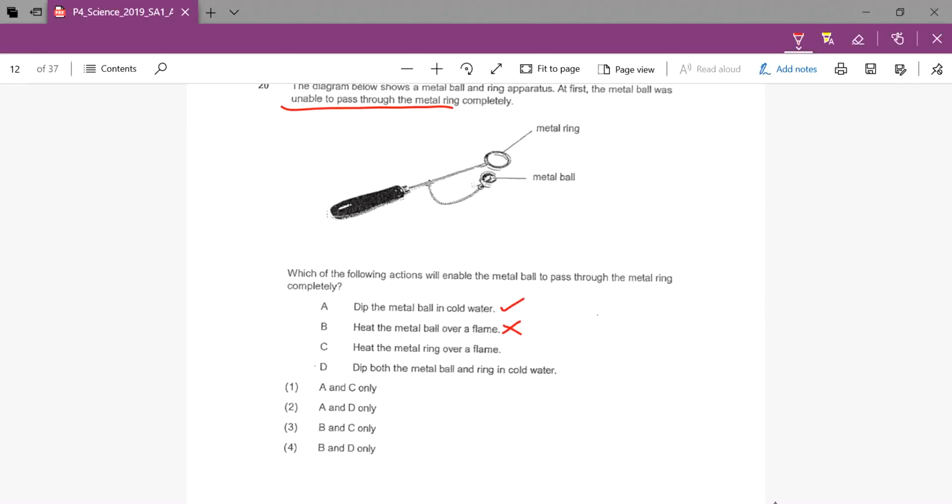Heat the metal ring over a flame. Yes, you heat it, it expands, becomes bigger, then the hole will be bigger for the ball to pass through. Dip both the metal ball and the ring in cold water. Wrong. Why do you want to do the same thing to both of them, right? You don't want to do the same thing to both of them. Then there's no point. Answer is A and C, option 1.